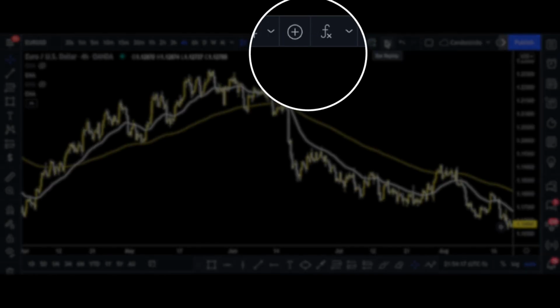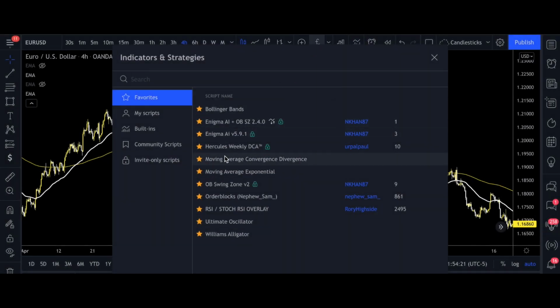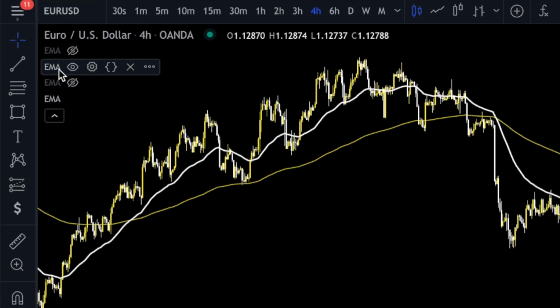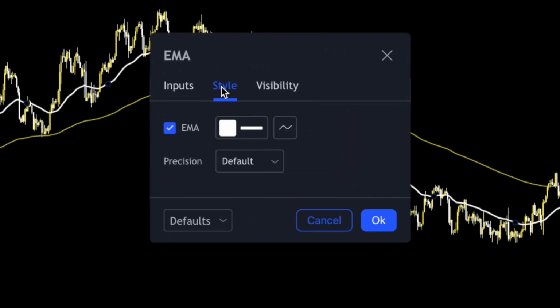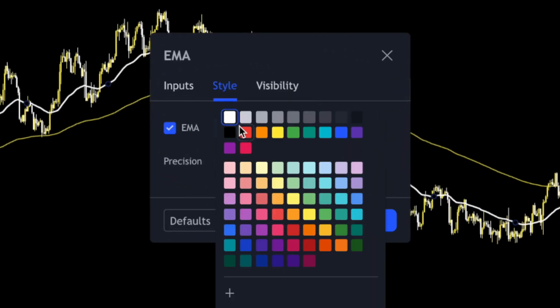You can go right back up here to the indicators and strategies button. You can type in moving average exponential, or you can even star it so you'll have it in your favorites from now on. Then you can click on that and we'll do the same thing. You click on the settings, you can change the length to 50, and then you can even change the style and the thickness, right?